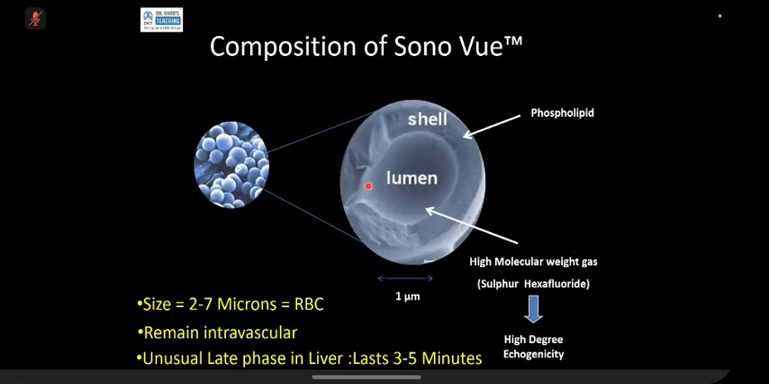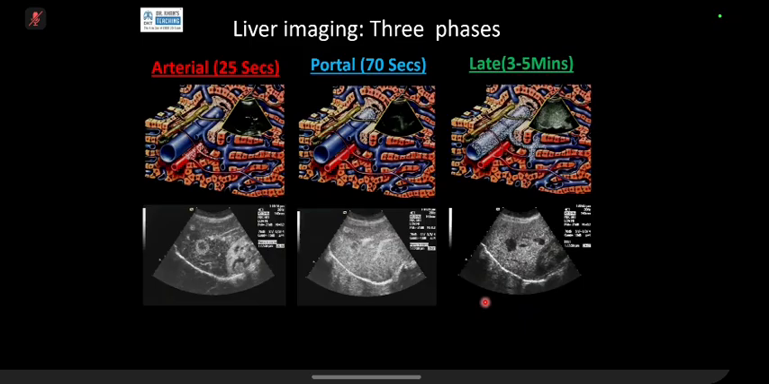And this is how a bubble is formed. It has got a shell, it has got a lumen, it has got a molecule, this is the structure. This bubble is as big as an RBC. This stays in the vessel, unlike other contrast agents. For liver, it is very good, because it gives a particular phase. Now, these are the 3 phases which we can see on contrast ultrasound: arterial phase, venous phase, and a late phase, which is 3 to 5 minutes.